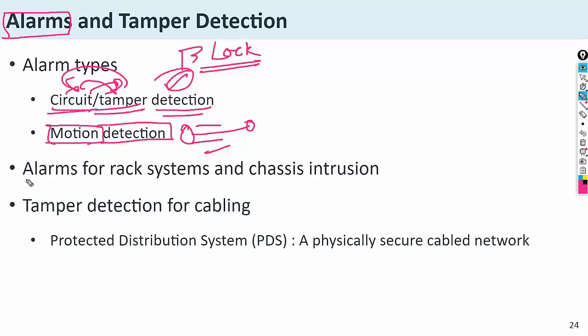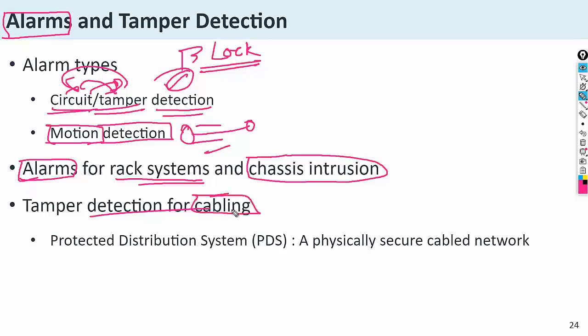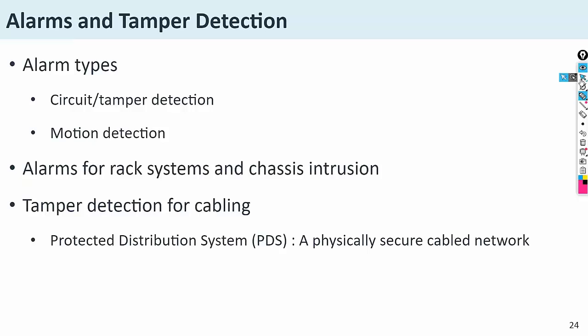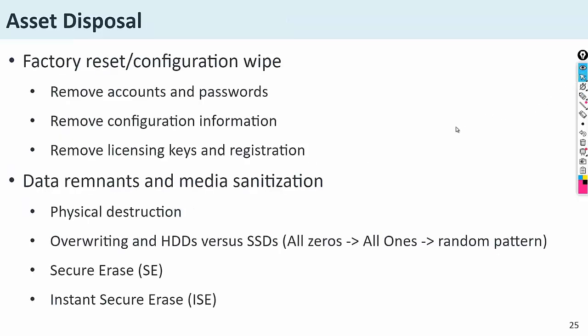Also, alarms can be used inside the rack system, so if anyone tries to cause an intrusion, the alarm will ring. There is also tamper detection for cabling: if a cable is accessed, installed or used, the alarm will ring. So all these possibilities and security measures can be implemented inside the organization to protect the assets.